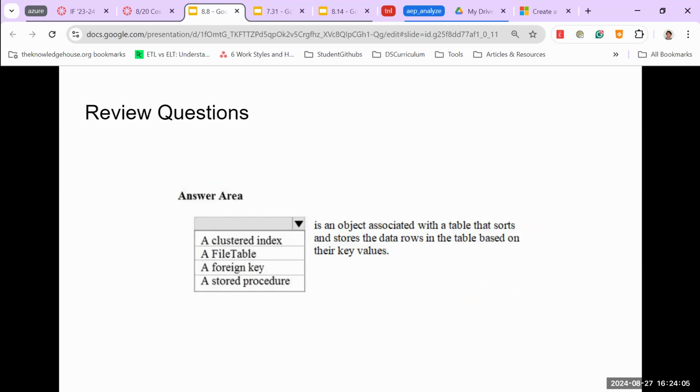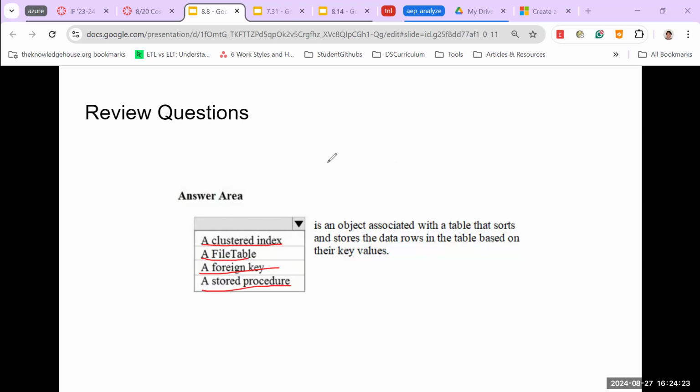Yeah, why don't we take a look at this as well? A blank is an object associated with a table that sorts and stores the data rows in the table based on their key values. What do you think? Is this a clustered index, a file table, a foreign key, or a stored procedure?